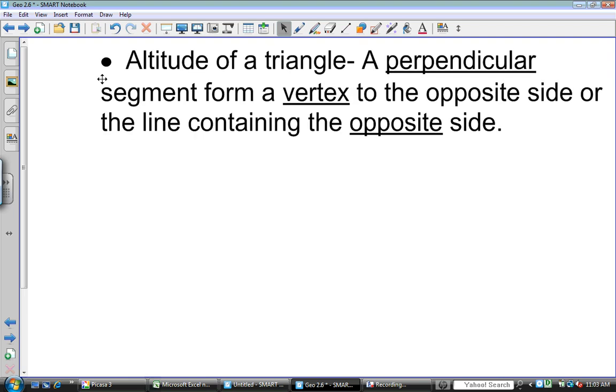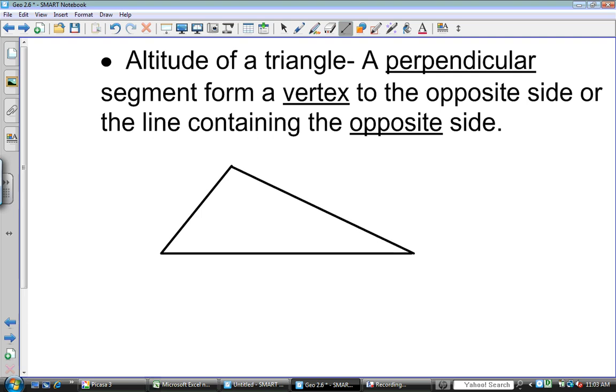The altitude of a triangle is a perpendicular segment from a vertex to the opposite side or the line containing the opposite side. So the altitude of a triangle. So let's draw a triangle first. And this one, we want it from this point perpendicular to the opposite side. So that looks like it's about 90 degrees. Okay. Now there's a trick.